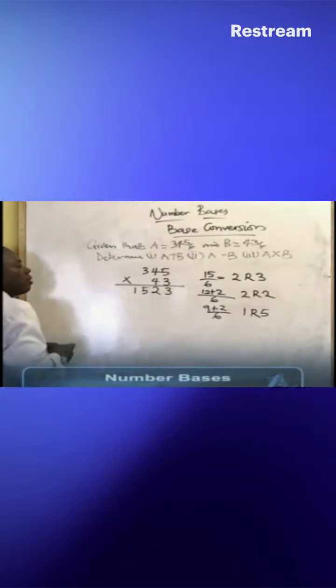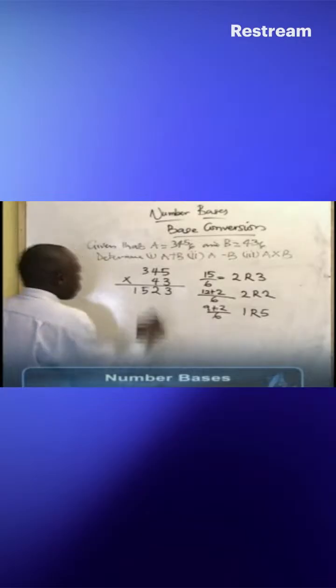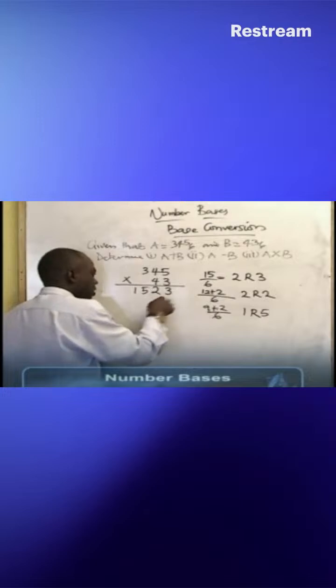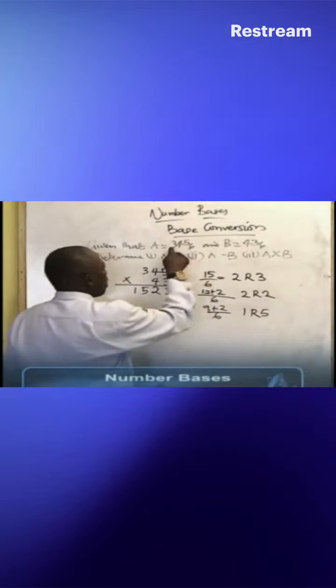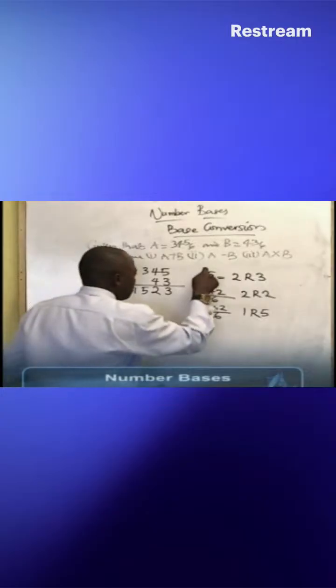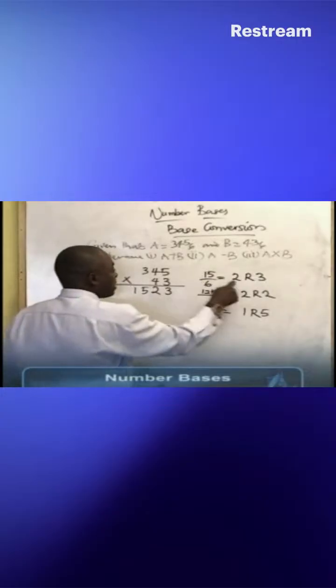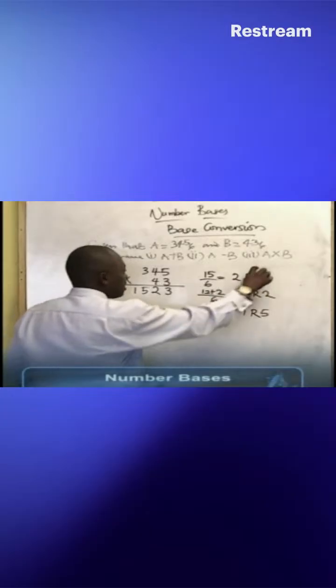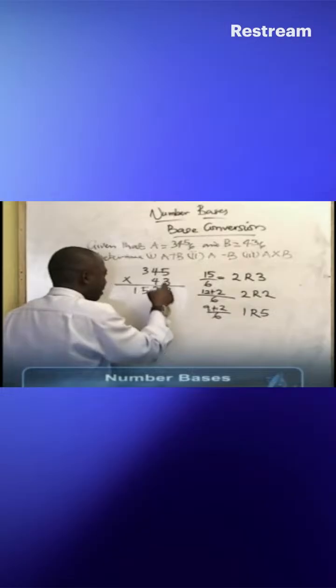I hope you got what we did. 3 multiplied by 5 will give you 15. You cannot write 15, so you divide by 6 because you are working in base 6. If you divide 15 by 6, 6 will go in 15 2 times. 6 times 2 is 12. It will remain 3. This remainder, you put it under the first digit, under the first column.